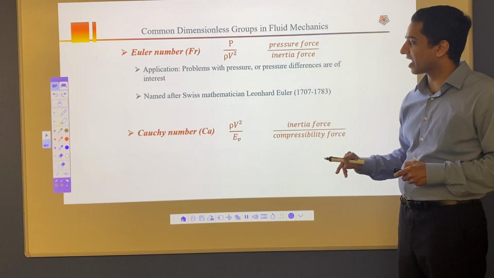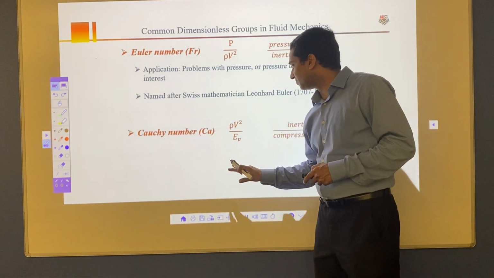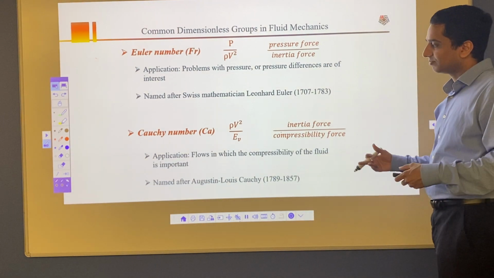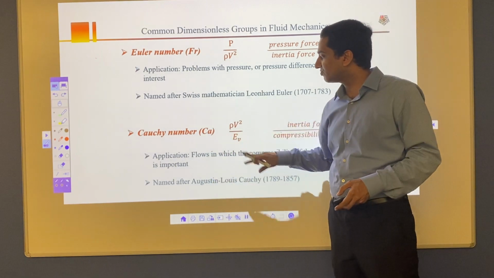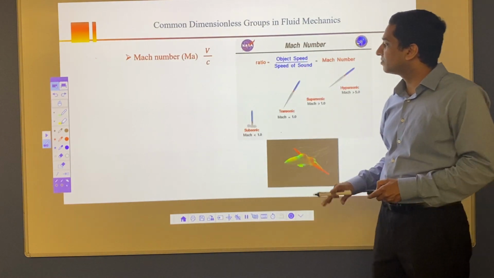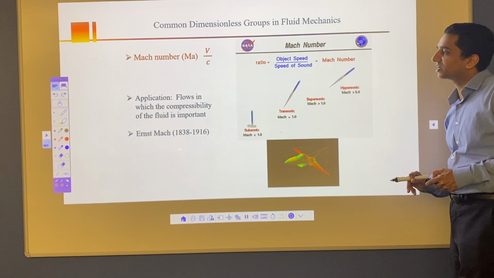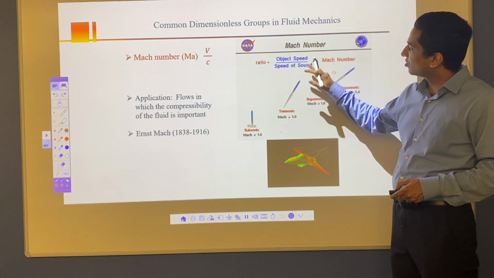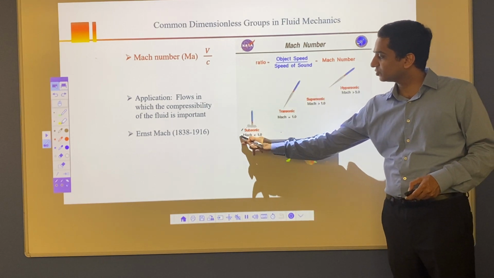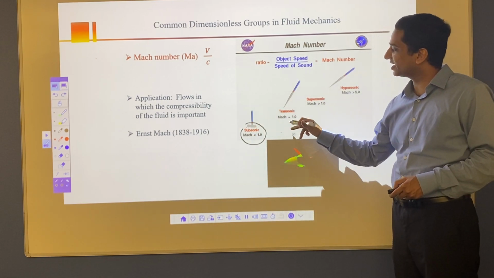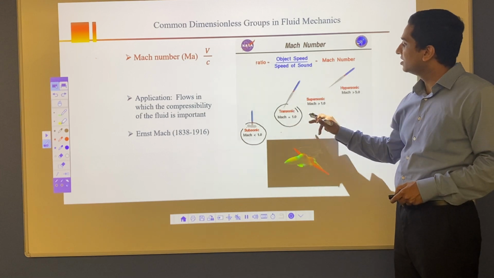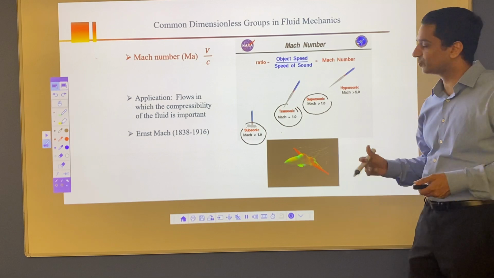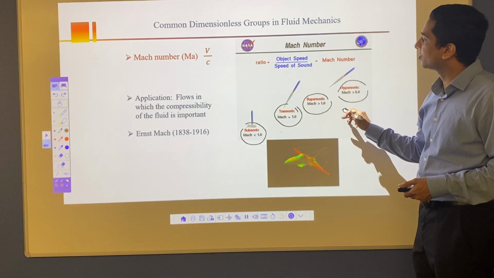That's one more dimensionless parameter. Another one is the Cauchy number. If you are dealing with compressibility of a fluid, bulk modulus, Cauchy number will play its role. Then the Mach number, one of the famous numbers, named after Ernst Mach. Mach number is the object speed divided by the speed of sound. If you are below the speed of sound, you are subsonic. If you are exactly at the speed of sound, you are transonic. If you are more than the speed of sound, you are supersonic. And if you are 5 times more than the speed of sound, you are hypersonic. So that's the Mach number.